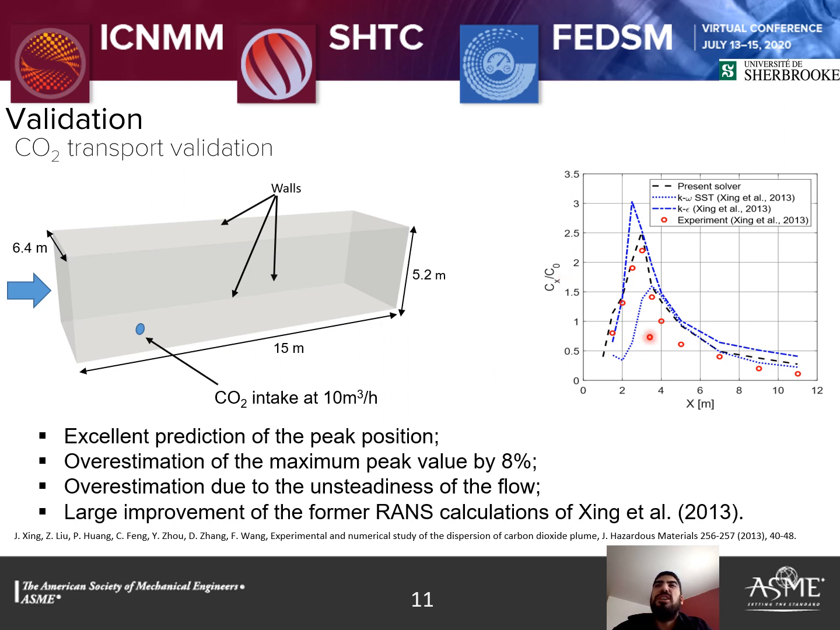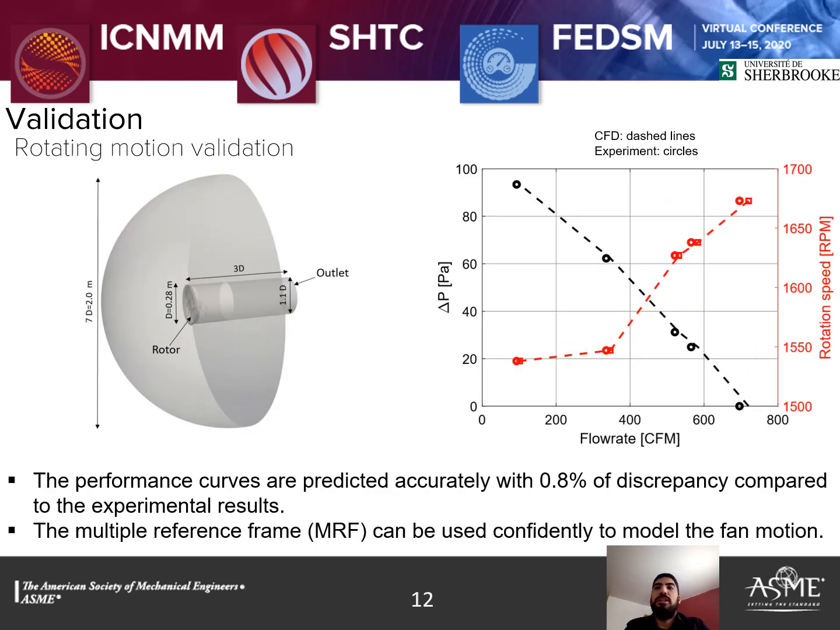So what we can see here, we have a good prediction of the maximum peak position, with some overestimation of the maximum value by 8%. This overestimation could be due to the instantaneous nature of the flow, as our simulation is a steady simulation. We have a large improvement compared to the former RANS simulation of Xinge et al. using different turbulence models. So now the second phenomenon is validated successfully against the experimental results.